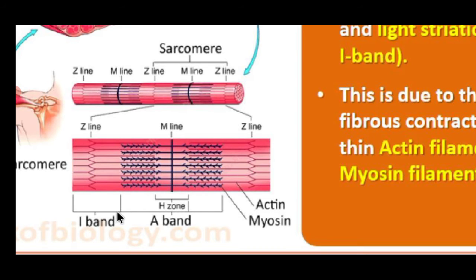This area is called the I band, which is a light band area, and it also contains a Z line here. And this part is called the A band or anisotropic band, and in between, in this area, there is a vacant area represented by the M line. So there are two Z lines, and between them is the dark area, the A band. Two I bands are on both sides, and there is one A band in between them, and this constitutes a sarcomere.